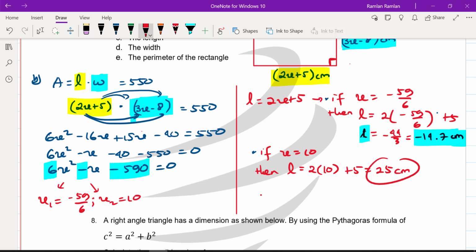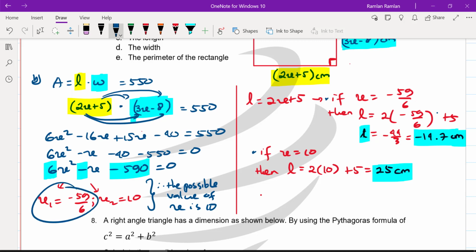Yes, it does, because this is a positive number and measurement should be positive. So the length is this guy over here, right? So we can make a conclusion for question B that the possible value of x is 10. You do not include the other one because that does not make any sense in this context. The same thing for question C. The conclusion is that the length is 25 centimeter.